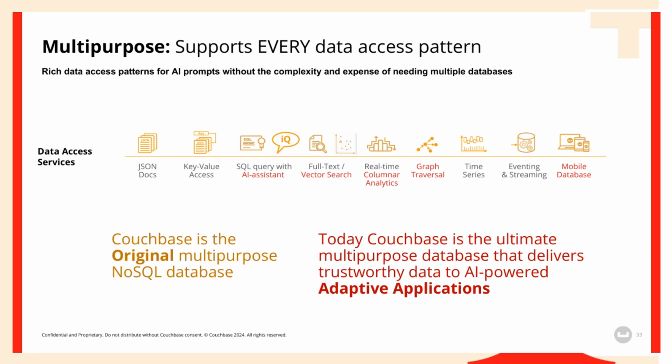As such, we're the original multi-purpose NoSQL database at that point, upon which we've built all these other data access patterns and capabilities. And zeroing in on some of the AI-specific features, we recently launched our LLM-based coding assistant called Capella IQ. It helps developers write queries, write SDK code, and even debug SDK code. We've announced support for vector search in Capella, our database as a service, as well as Couchbase Server, the self-managed option, and Couchbase Lite, our embedded mobile database.